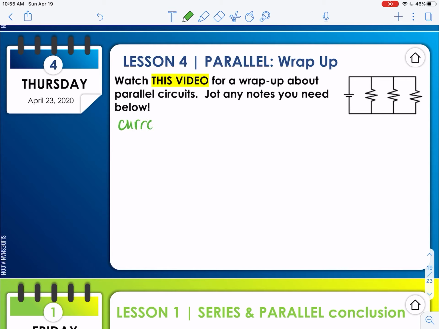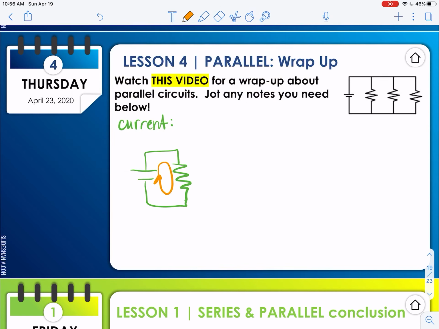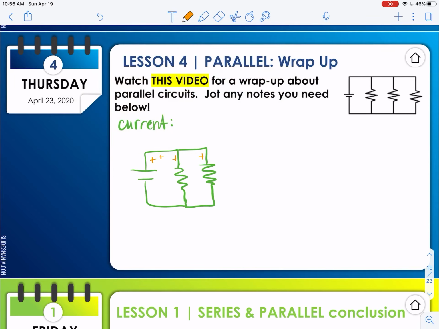All right, so overall, what happens to the current in a parallel circuit? When I have it like this, this is giving the charges one path to travel on. This is more like a series circuit. When I add another resistor in, what's going to happen now is this current changes. As those charges are coming around, remember they're already everywhere, so let's not get confused about that.